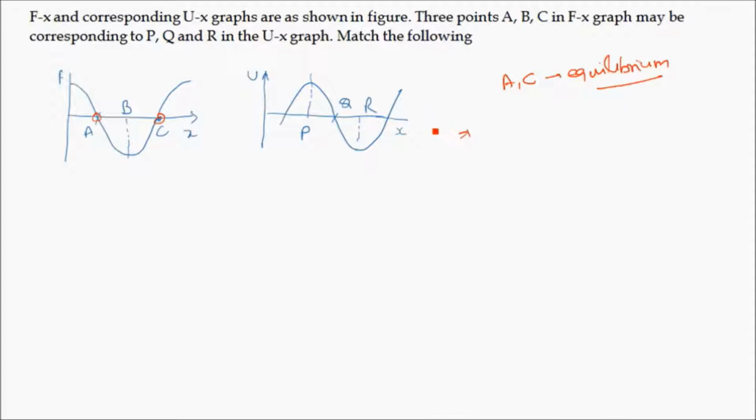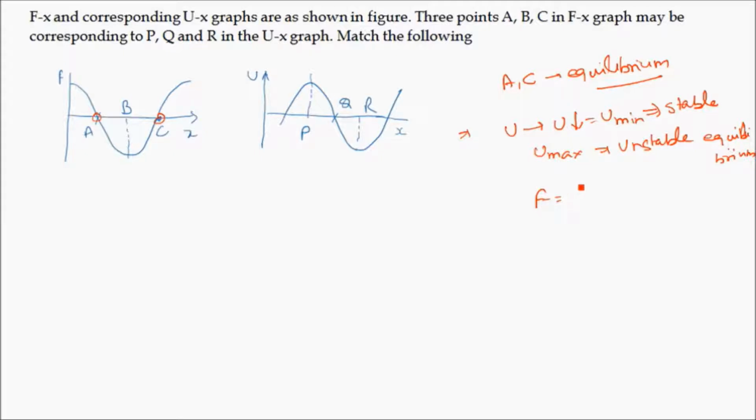We will first match these points. First we will consider the case of stable equilibrium. If U is the potential energy, then U minimum corresponds to a stable equilibrium. I will note it down here, and U maximum corresponds to unstable equilibrium. Second, the force is given by F = -dU/dx.